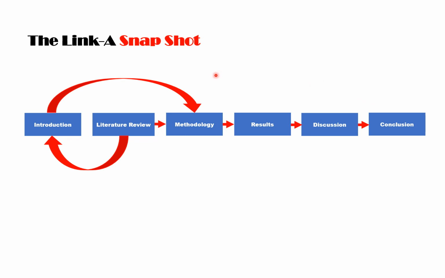Right. Now you can see here, these are the chapters of a research report. So basically you have the introduction as chapter 1, then chapter 2 is the literature review, the methodology and the results will be chapters 3 and 4, and chapters 5 and 6 will be the discussion and the conclusion.